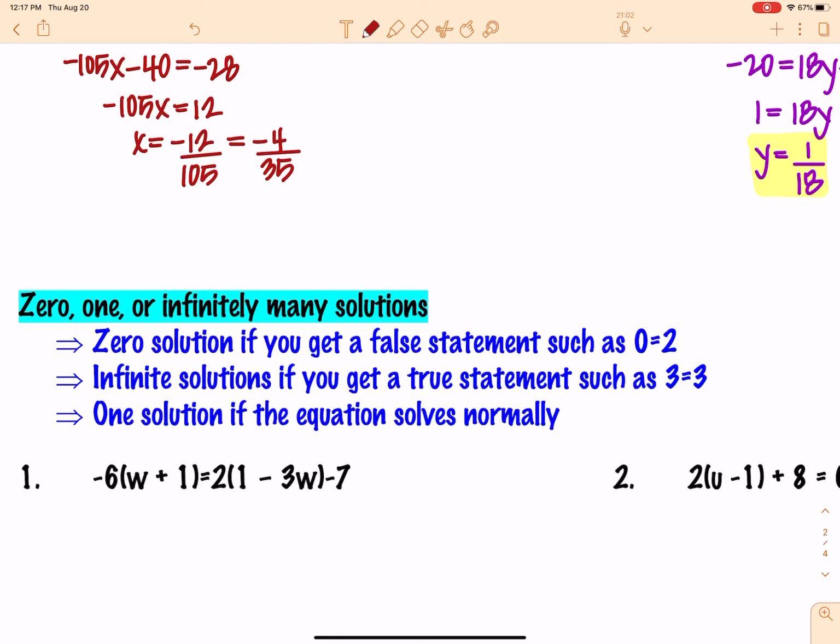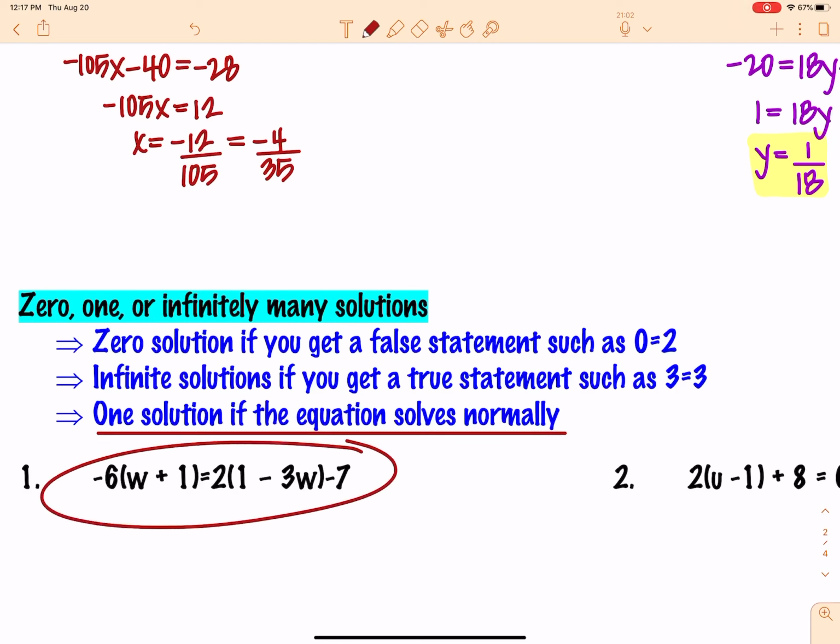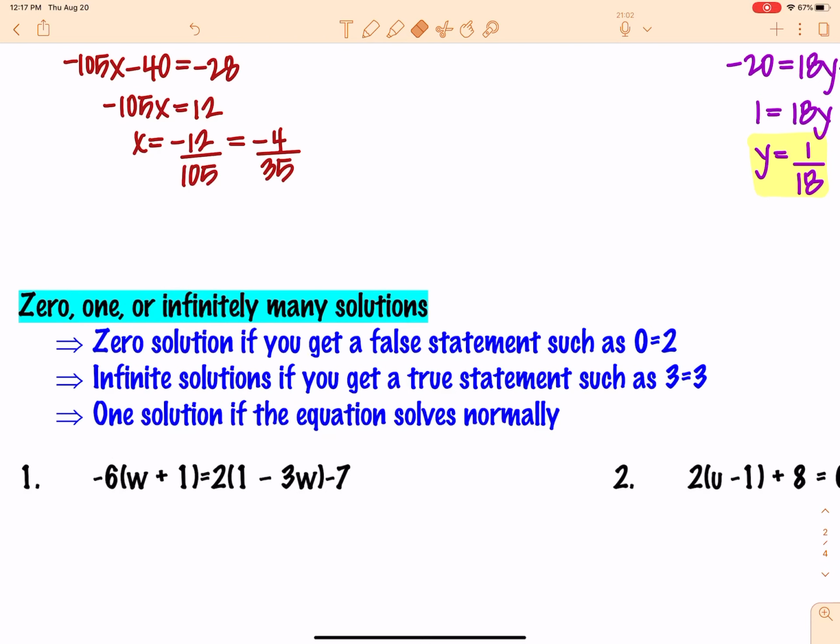So we're used to this. We're used to having one solution, like solve an equation like this, and you get x equals some number, right? We've been used to that for several years now. Now we're going to introduce 2 other options to you. There's a such thing as getting 0 solutions.